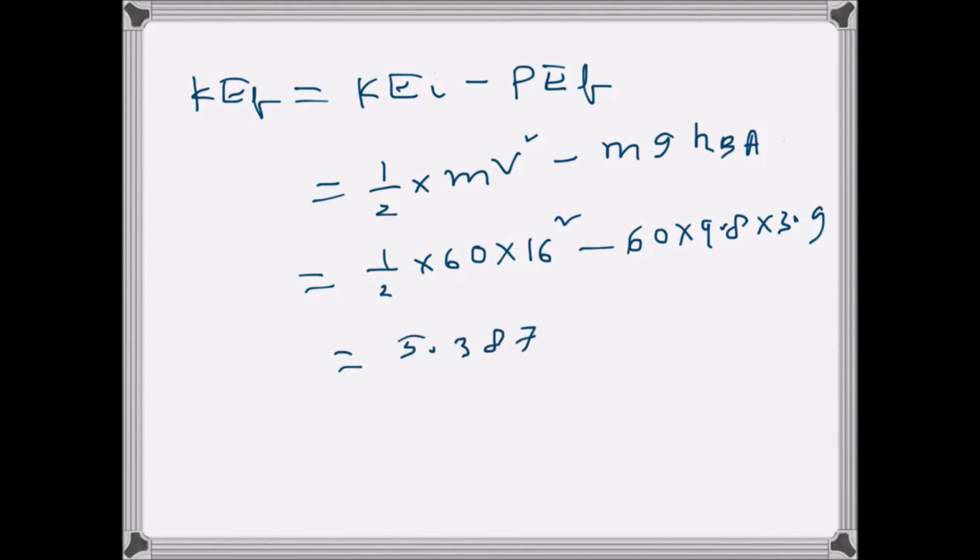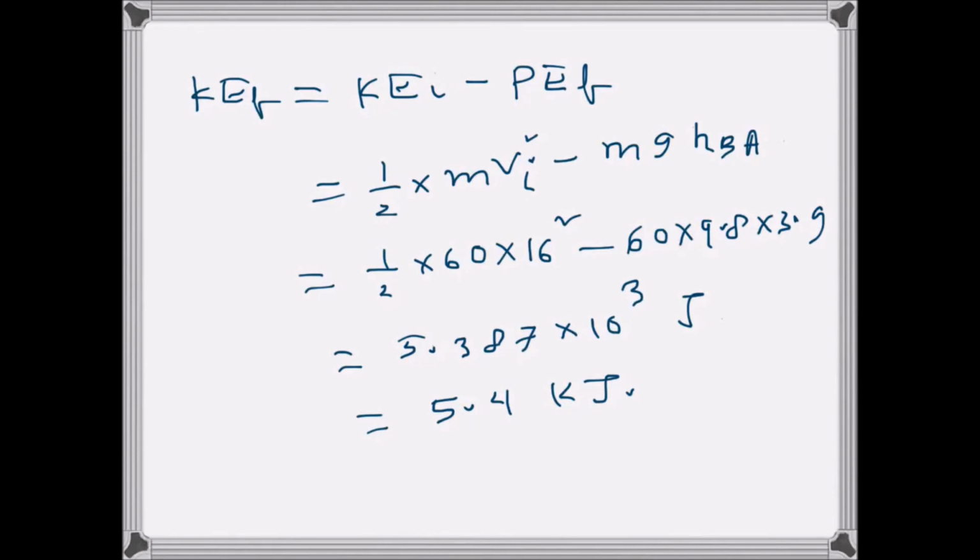I get 5.387 times 10 to the power 3 joules. So that's the kinetic energy, or we can write 5.4 kilojoules. That's the final kinetic energy of the clown. We could also calculate the final velocity with which he lands, using this one, equals half m v f squared, where the initial velocity is v i and the final is v f.